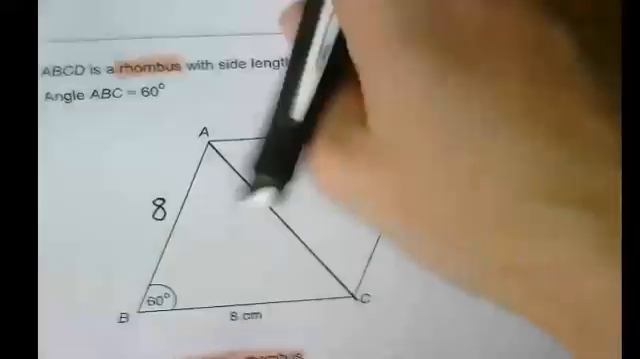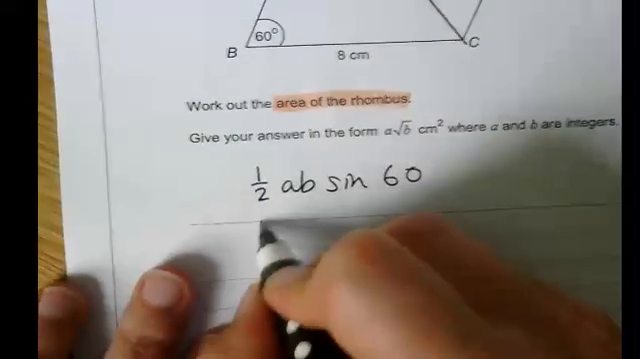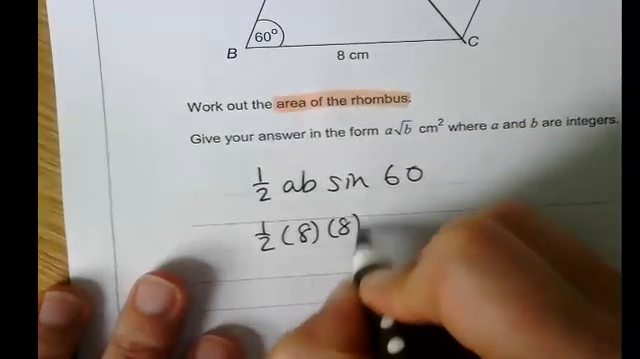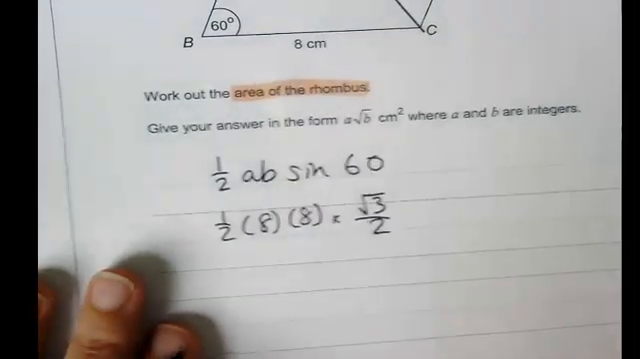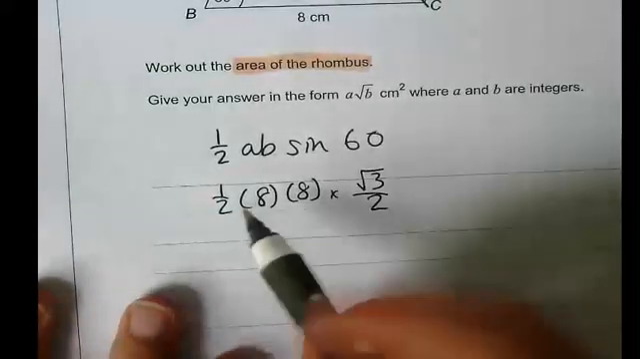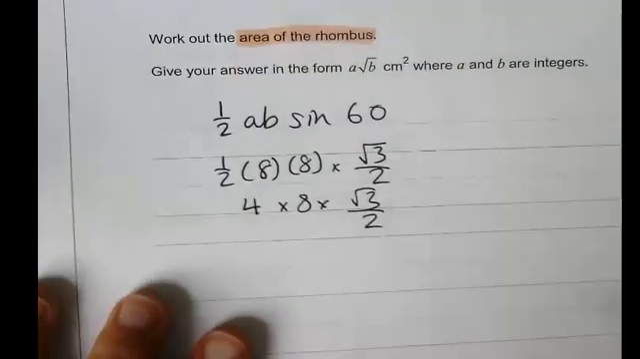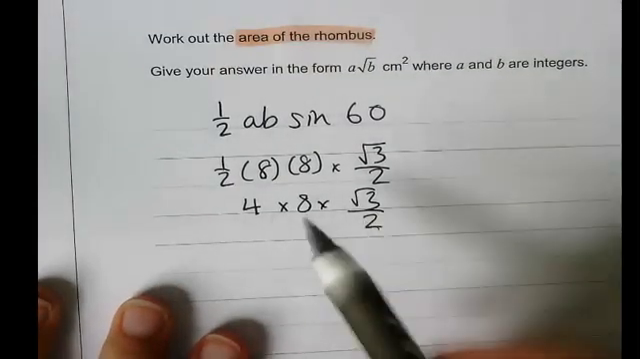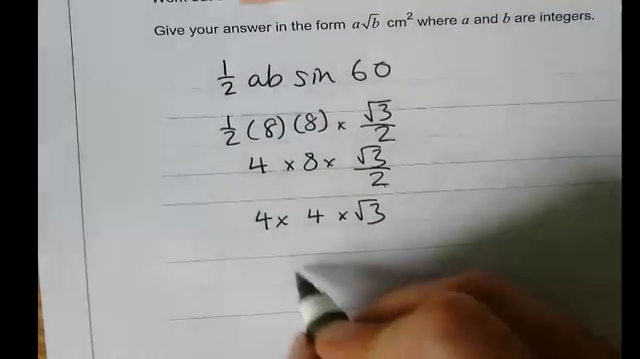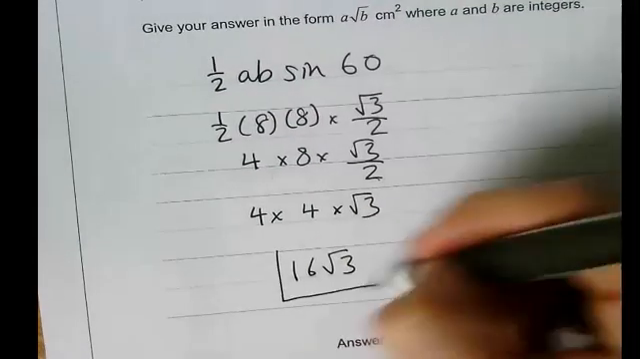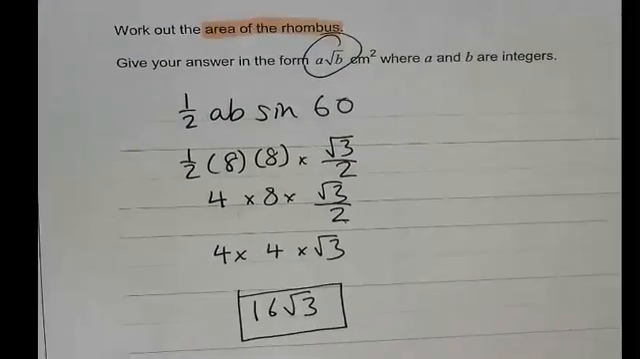I know to find the area of a triangle, I do a half AB sine C. So that's a half times 8 times 8 times sine of 60, which is √3/2. I'm looking to simplify. A half times 8 is 4, times 8 times √3/2. I can divide the 8 by 2, so that's 4 times 4 times √3, which is going to leave me with 16√3 as my final answer. I'm happy because that looks like the form that they've asked for.